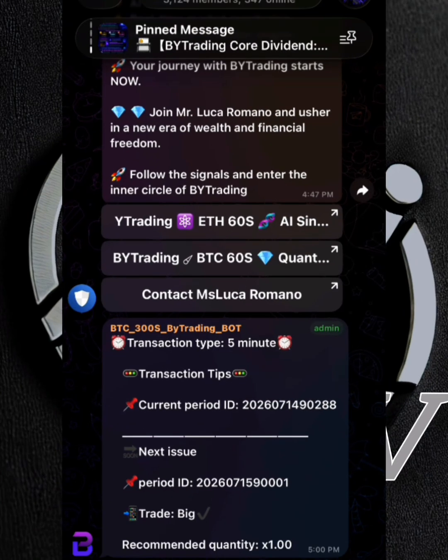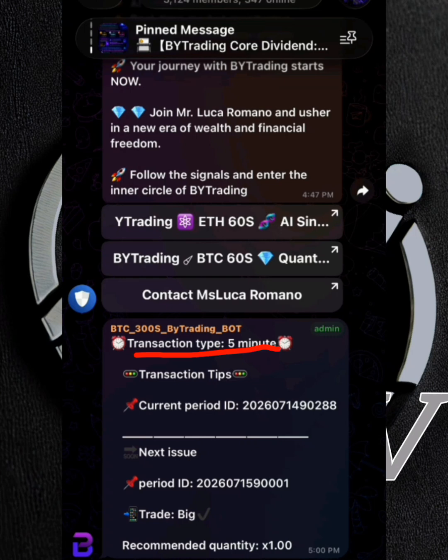So guys, it's currently 5 p.m. and a signal has been dropped. See, the transaction type is for the 5 minutes BTC 28 time frame, and the signal given was to trade big. Then the recommended quantity was times 1x. I'm going to explain how to do this gradually.